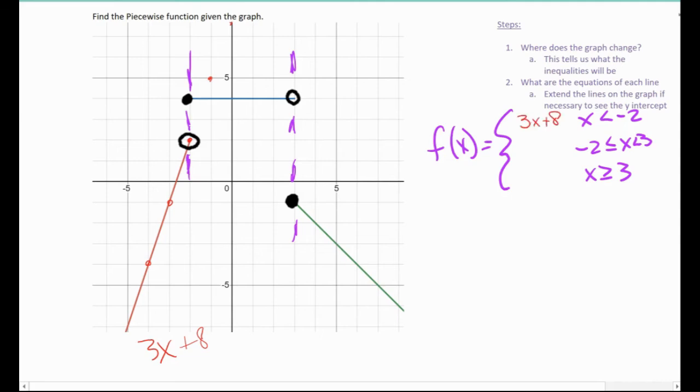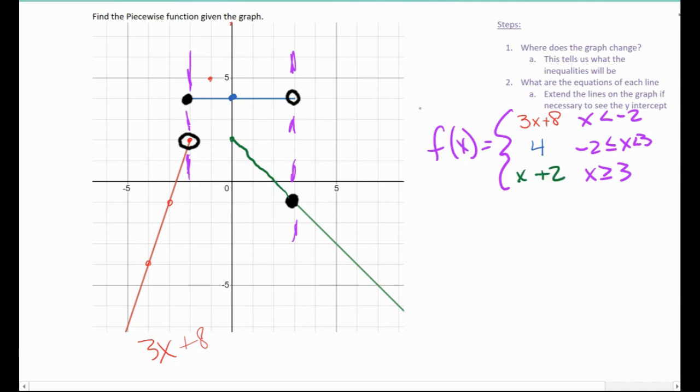Now, the second one, this blue line is a horizontal line, meaning it has a slope of 0, and the y-intercept here is at +4. So that is just going to be 4 by itself because the slope is 0. And then lastly, my green one here looks like it's got a slope of -1. We're going down 1 and to the right 1. And if I were to extend that, I see that it crosses the y-axis at +2. So that's just going to be -x plus 2.